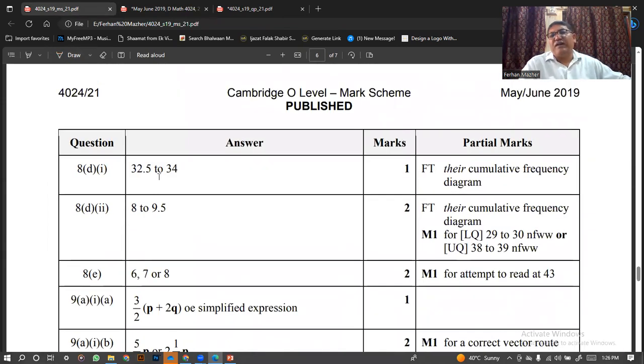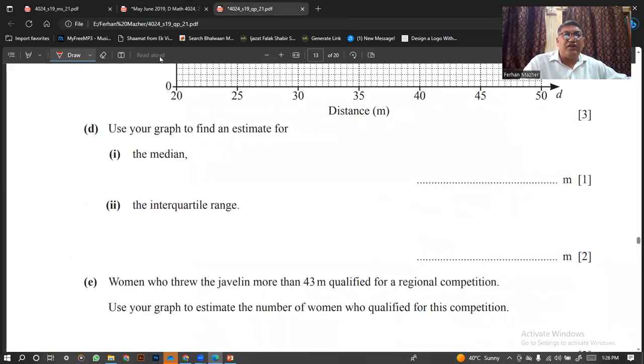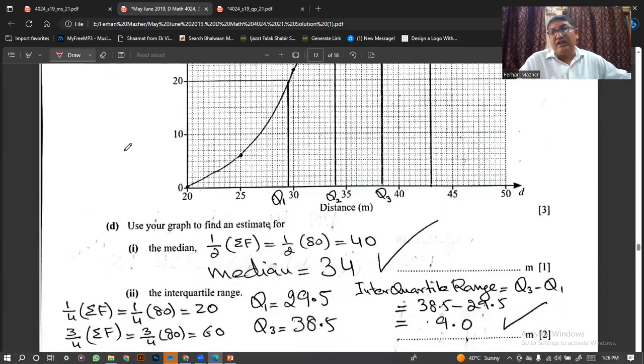They say 32.5 to 34. So my answer is 34. Then their question is the interquartile range. For interquartile range, I need the third quartile and I need the first quartile. From the third quartile, I will subtract the first quartile and that will give me the interquartile range.